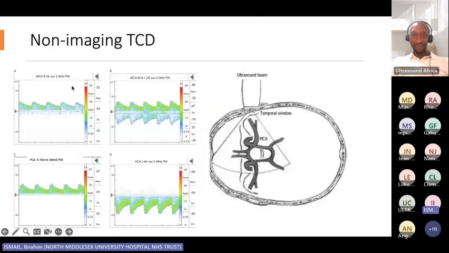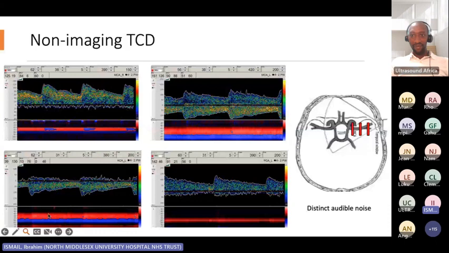So as you can see here, with the MCA, differentiating between different vessels, this is a non-imaging approach. You have to think about the depth at which you are. So if it's for example 40 millimeters, you will know that's not the PCA. At that depth, you will understand that the PCA would not be at that point. So once you have the MCA at a certain depth, now you know which area of the brain you are covering.